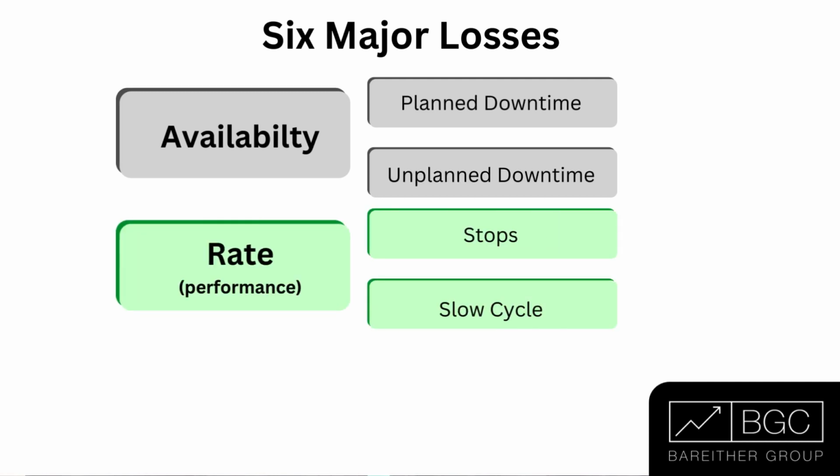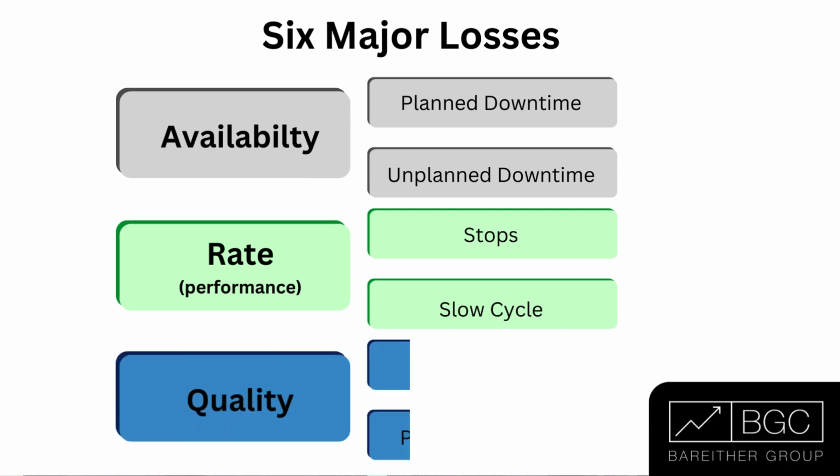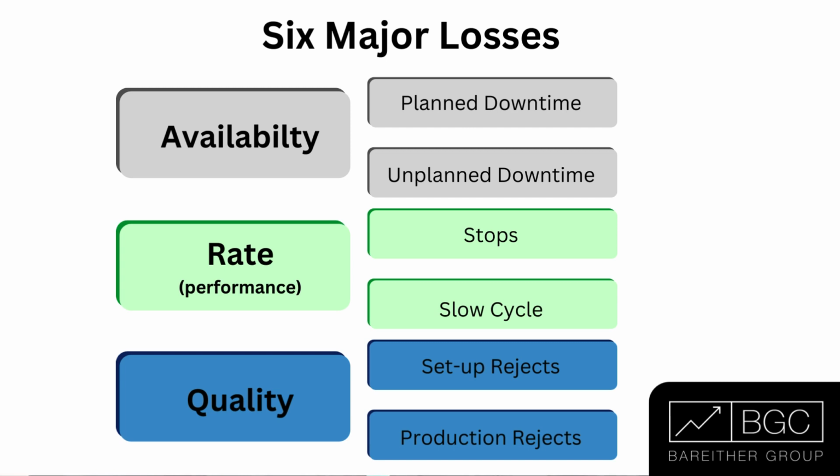In our rate calculation, we have losses for minor stops like adjustments during the process and slow cycle speeds, as well as machines that are in disrepair, so they need to run at lower capacity or a slower cycle. In the quality category, we have fallouts for both rechecks during the startup and the setup of the machine, as well as during the production run.